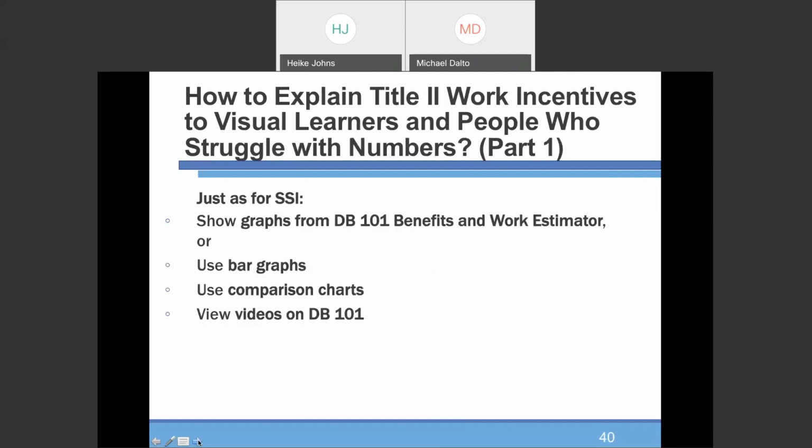How about explaining Title II work incentives to visual learners and people who struggle with numbers? Well, you can use the same strategies that you would use for someone getting SSI. The graphs in the DB101 Benefits and Work Estimator. You can use bar graphs or comparison charts if for some reason you're not using DB101. And you can refer people to the animated videos in DB101.